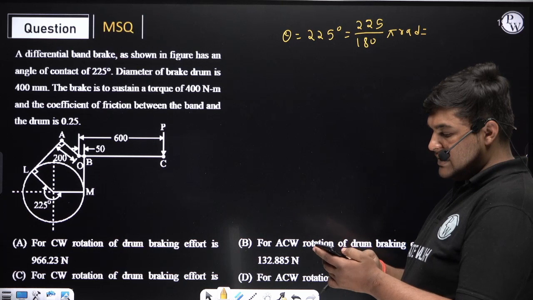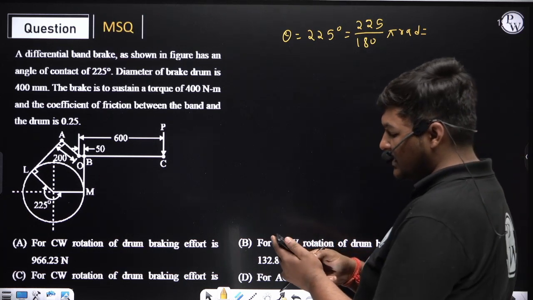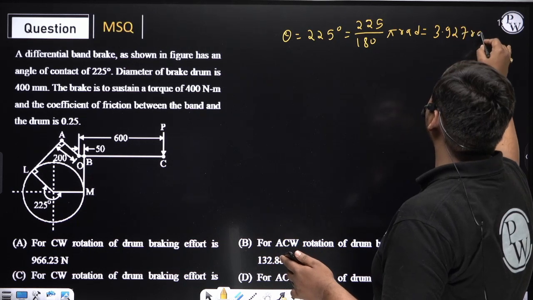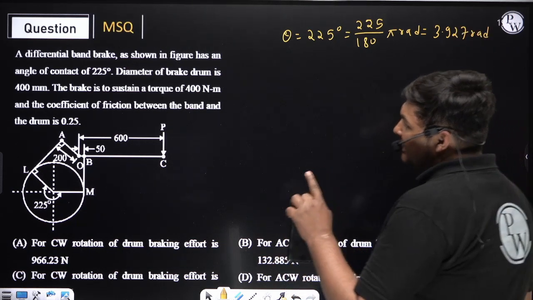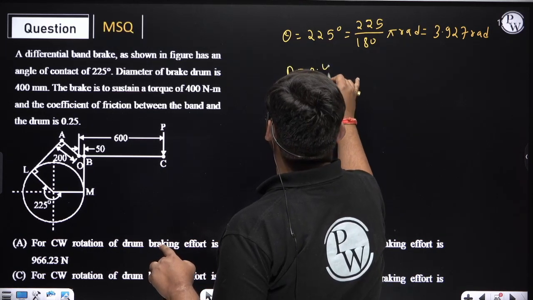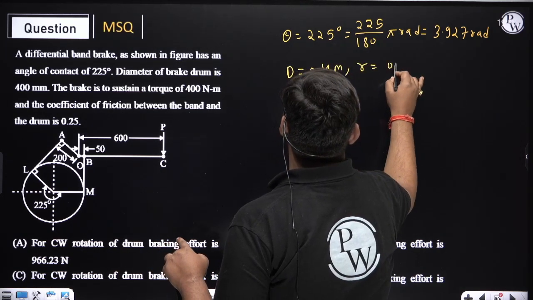225 divided by 180 into pi. This is coming in radian, it is coming 3.927 radian. Okay. Diameter of the brake drum is 400 mm, that is 0.4 meter. So the radius will be 0.2 meter.